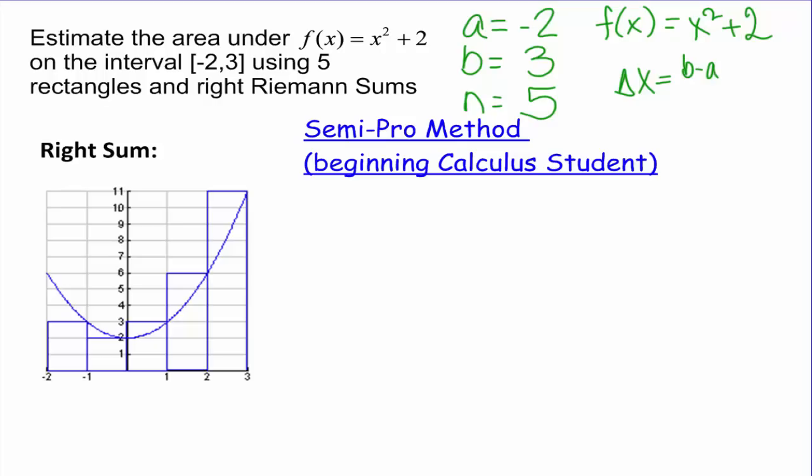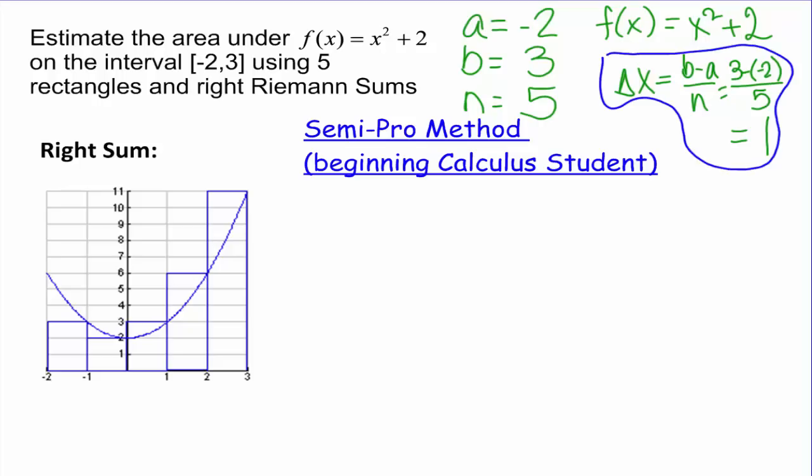Yeah, v minus a over n, so 3 minus -2 over 5, which happens to be 1. Okay. Are we good about that part? Now this delta x is going to end up being important, so don't forget it, even though it's up here at the top. Okay. So now what we need to do is calculate the area of every rectangle.